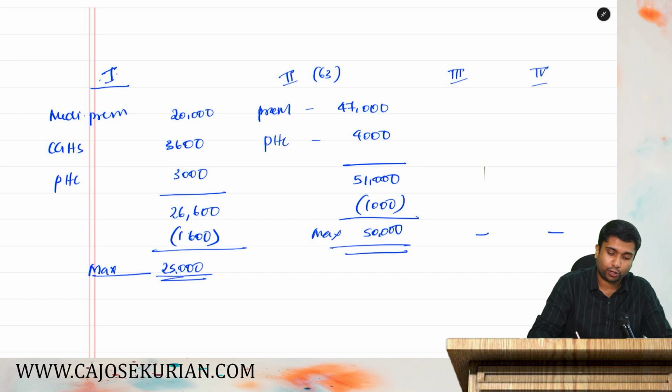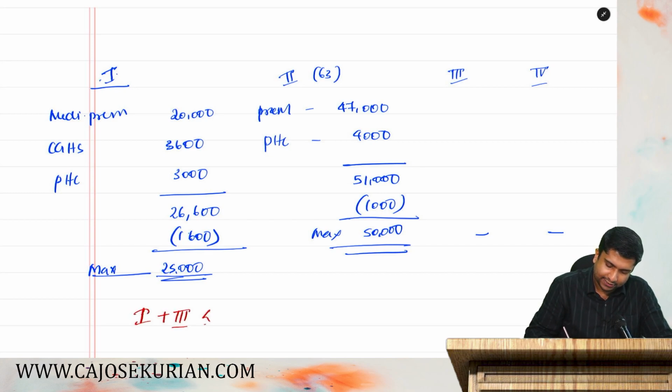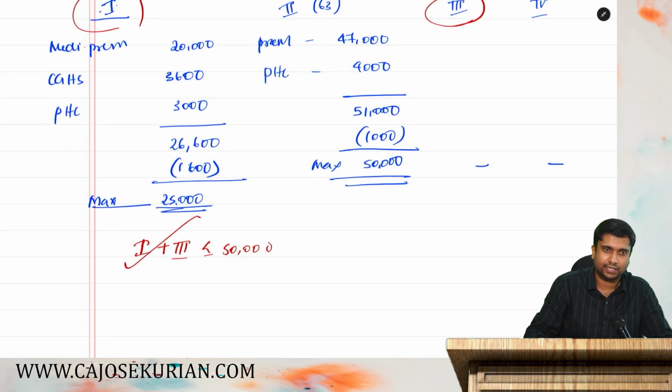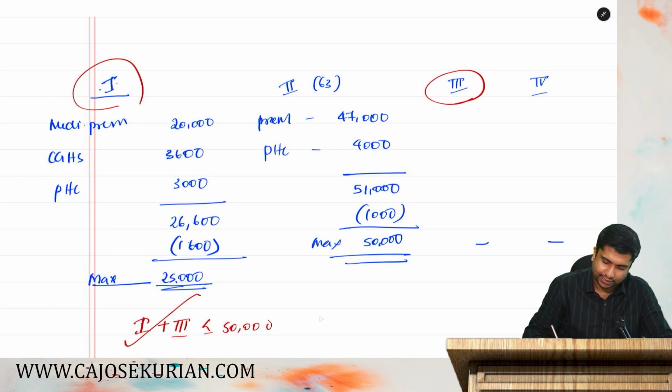So let's check the overall conditions. Category 1 plus category 3 should be less than or equal to 50,000. That is okay. Category 1 you have 25,000, category 3 you have nothing. So it satisfies the first condition. How about the second condition? Category 2 plus category 4 should be less than or equal to 50,000. Category 2 is 50,000, category 4 is nothing, hence that condition is also satisfied.